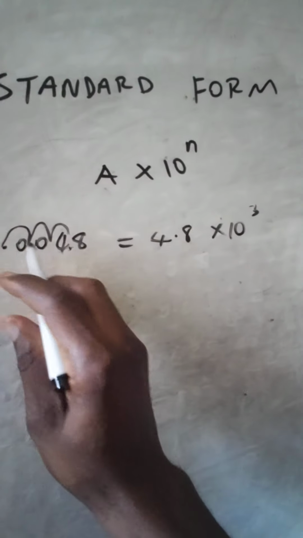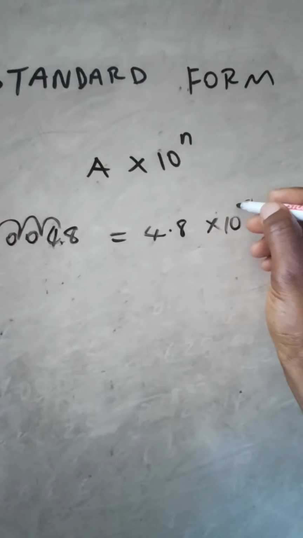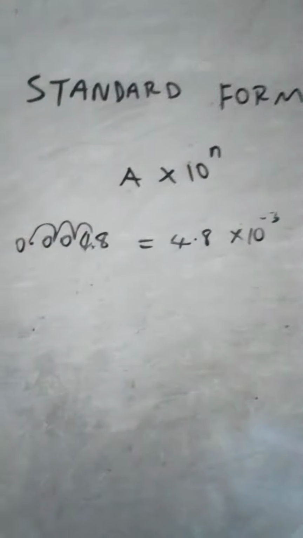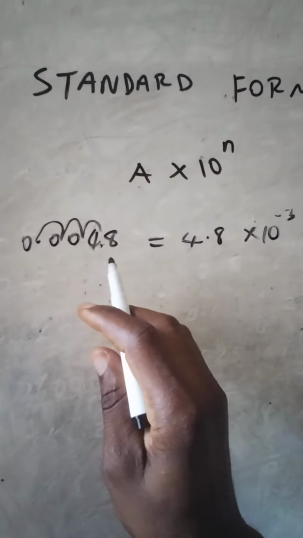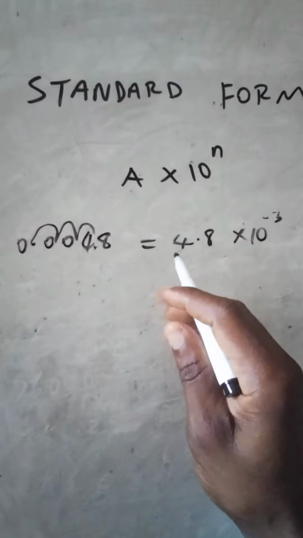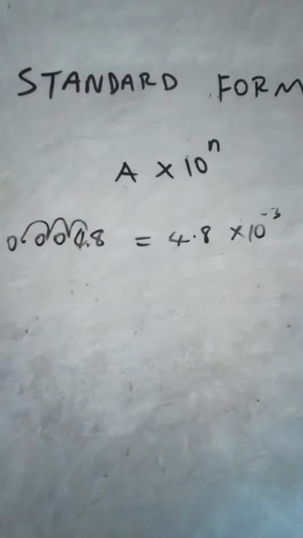And which direction do you go? You go to the left, right? So because you go to the left, it's going to be negative. So 0.048 in standard form is going to be 4.8 times 10 to the negative 3.